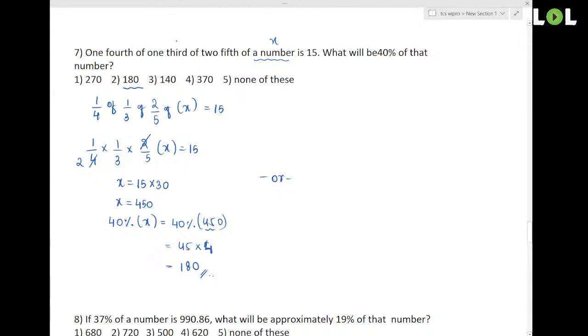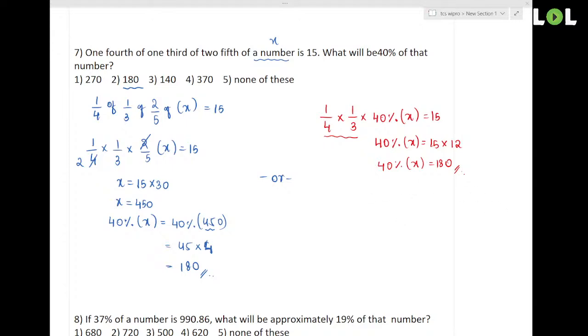That's not the way, guys. If I were to solve this problem, observe what I would have done. 1/4 into 1/3 into 40% of X is equal to 15. If you see, 4 into 3, 12 will go to the right side. 15 into 12, I'll get it. If you check this, 40% of X is equal to 15 into 12, which is 180. I'm getting the answer in a much shorter way.